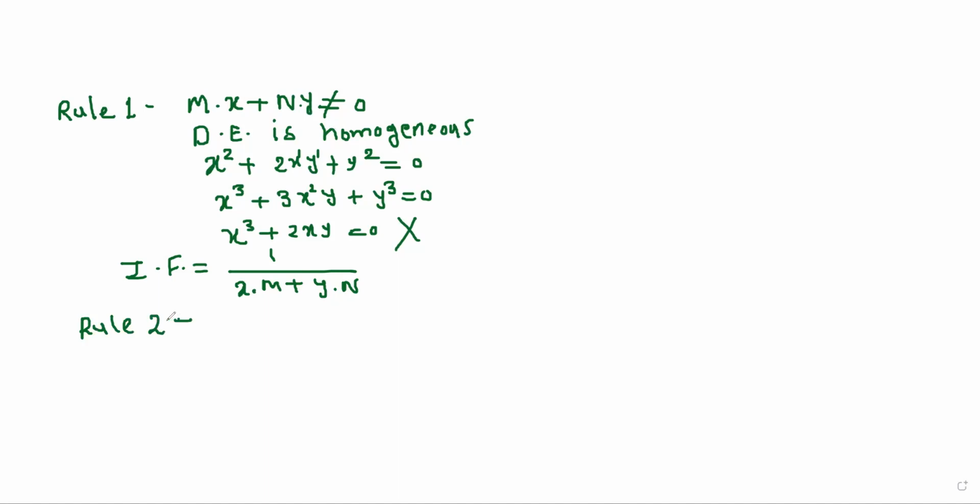So rule 2 is applicable when your differential equation is of the form some function f1 of xy times y dx plus some function f2 of xy times x dy is equal to 0. Means your M will be such that you can take out common y. Your N will be such that you can take out common x.